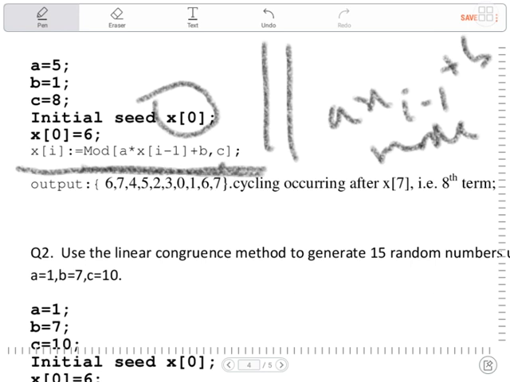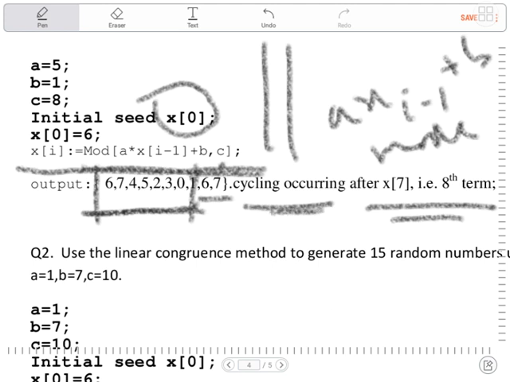So the output, what you will get if you run this algorithm, you will get this output: 6745230. So up to this there is no repetition. You have taken c to be 8, so how many numbers should not be repeating? 8. So these 8 numbers, and then again it starts repeating. So up to 10, after the 8th term, repetition starts. So cycling occurs after x7, that is the 8th term. So the 9th and 10th, x8 and x9, are again any of these numbers: 6, 7.